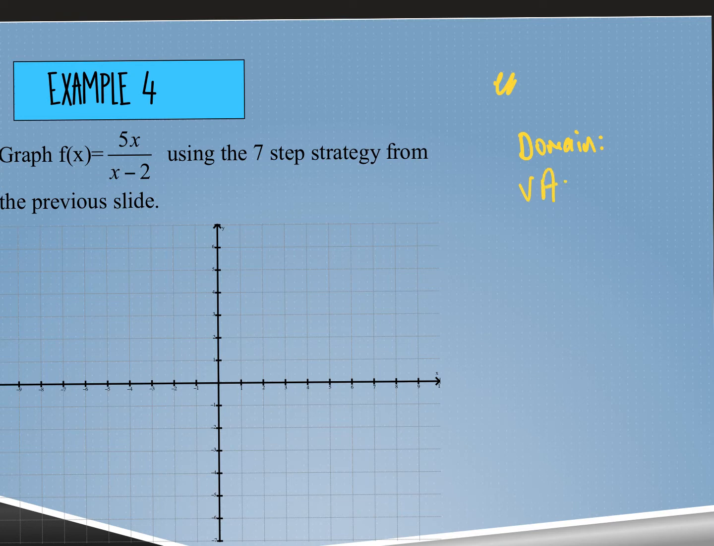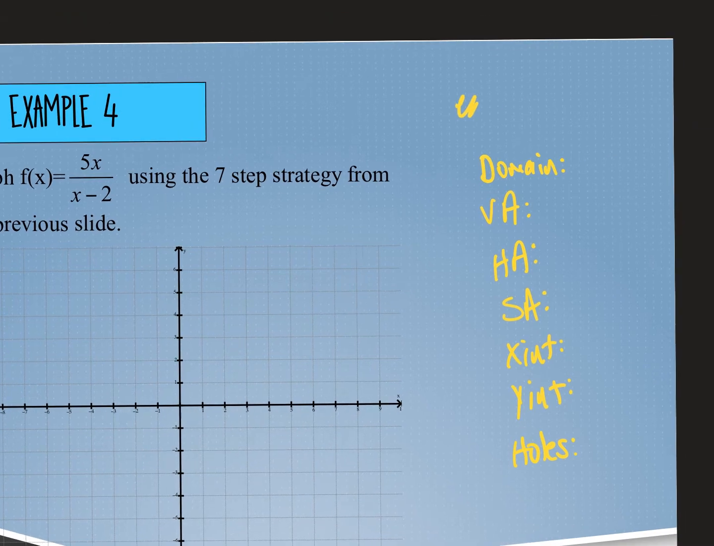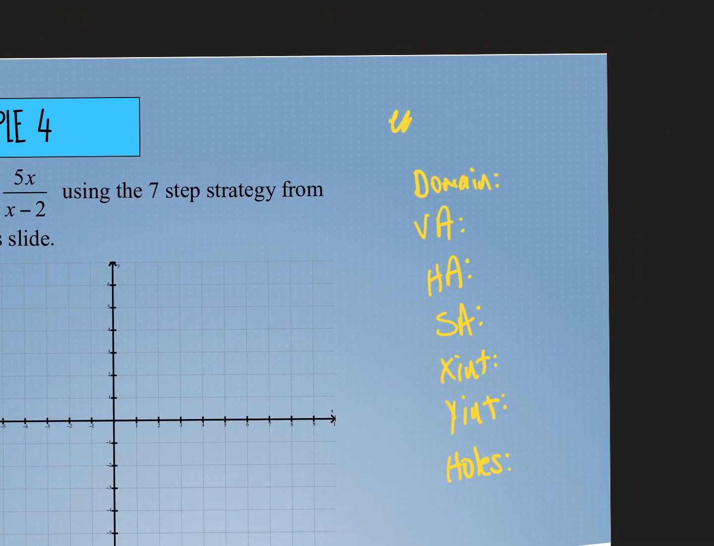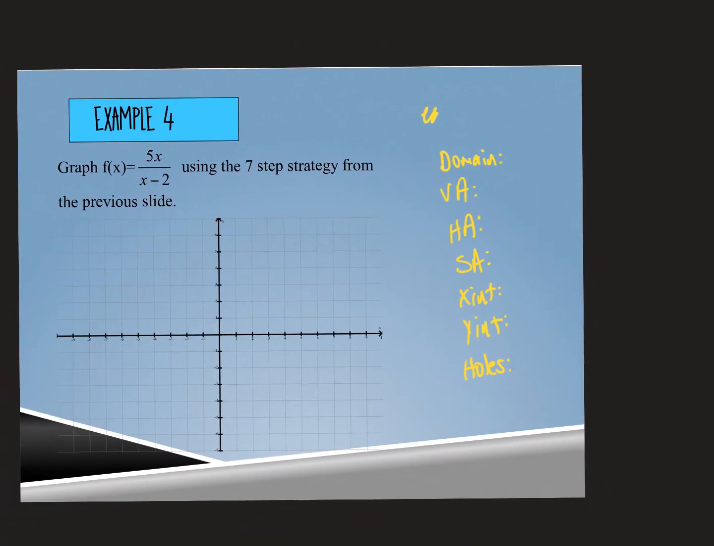Good. Then we can find our horizontal asymptotes. Then we can find if there's any slant asymptotes. We need to find x-intercepts, y-intercepts, holes. Did I forget anything? On the quiz, I'll write it out. Yeah, I'll write it for you guys. But you have to find all this stuff, and then you have to be able to graph.